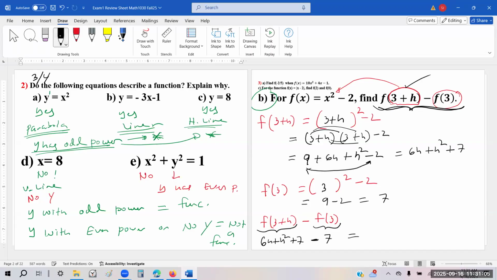So what is happening here? Plus 7 minus 7 cancel out. And we have h squared plus 6h. Any question?